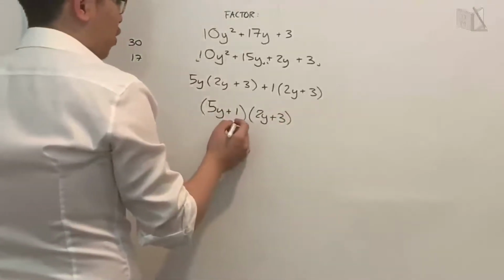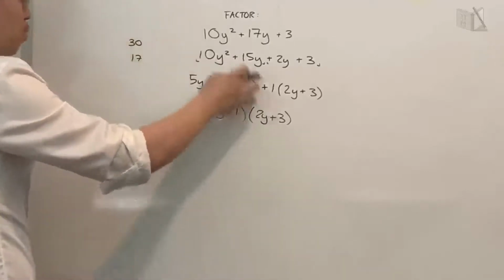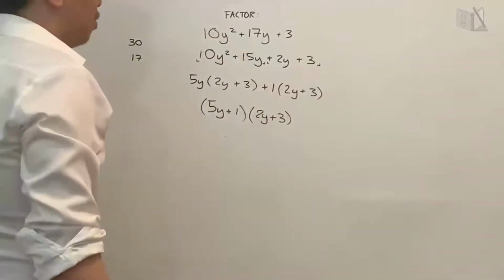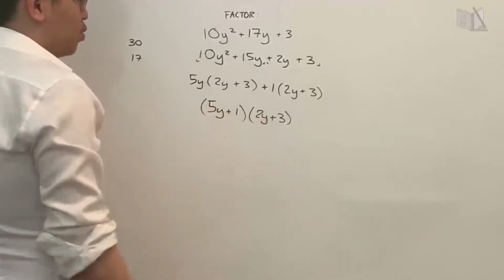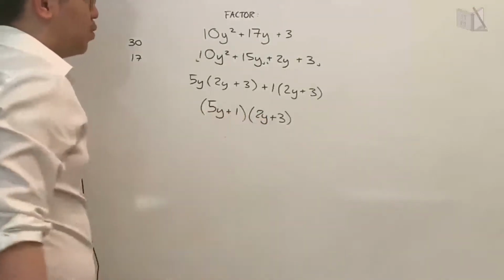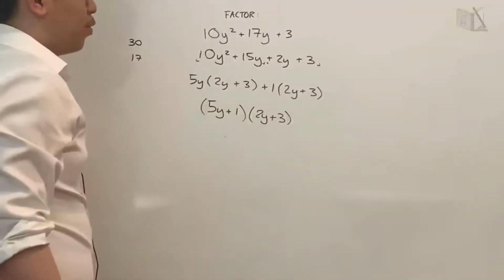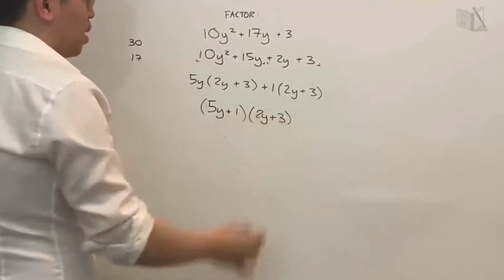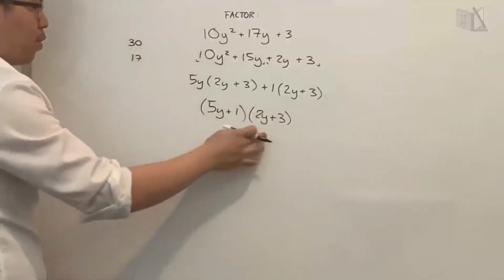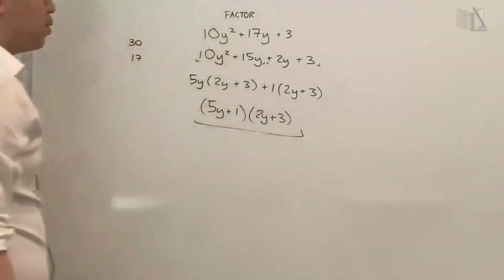And if you wanted to check your answers here, you could multiply these two out, and you'll be left with 10y squared plus 17y plus 3. Let's go ahead and try that. 5y multiplied by 2y is 10y squared. 5y and 3 is 15y, plus 2y is 17y, and 1 multiplied by 3 is plus 3. So these are the correct factors. Also, this is your final answer.